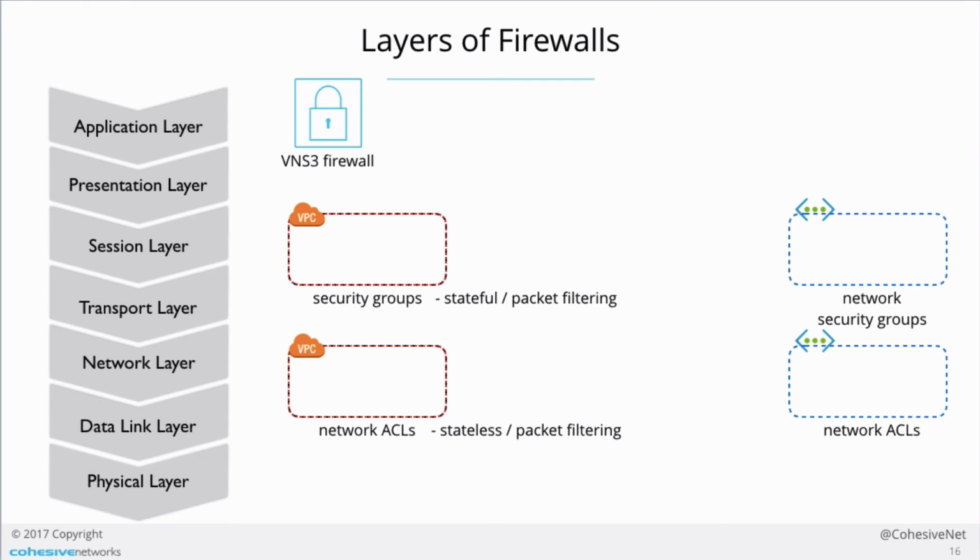And finally, just to put all this together in layers, when you talk about network ACLs in cloud, those are stateless packet filtering firewalls, and they're down at layer 3, the network layer. Security groups are stateful. They're packet and port filtering, and those are between layer 4 and 5. So it's your transport and session layer. When we get to VNS3 firewalls, those are application layer firewalls. So it is possible to have all three, and it's usually recommended for defense in depth. Next, we'll talk about VNS3 devices and how they all fit together.